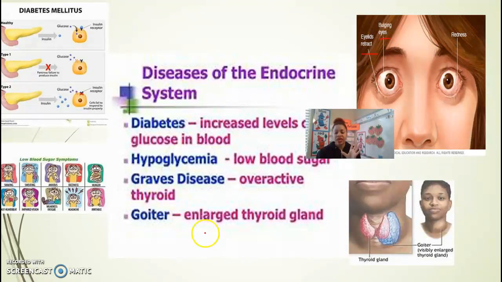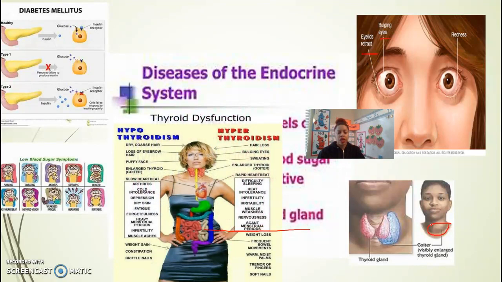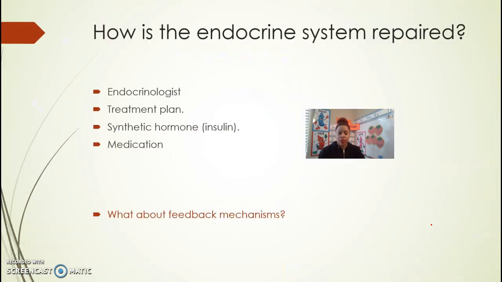All right. We also have goiter, which is the enlarged thyroid gland that sits in the neck. And a lot of times people that have this disease, their necks are really enlarged, right? So if you Google and look up pictures, you will definitely see some examples of what I'm talking about. All right, so we have thyroid dysfunctions. We have hypothyroidism and hyperthyroidism, right? So one is overreactive and the other one is underreactive, right? And here are some examples of the symptoms of that, right?